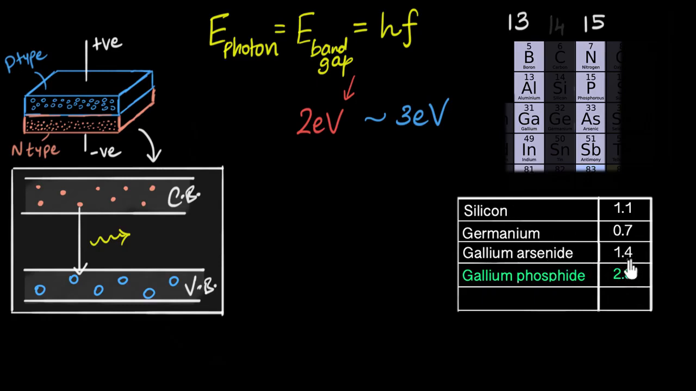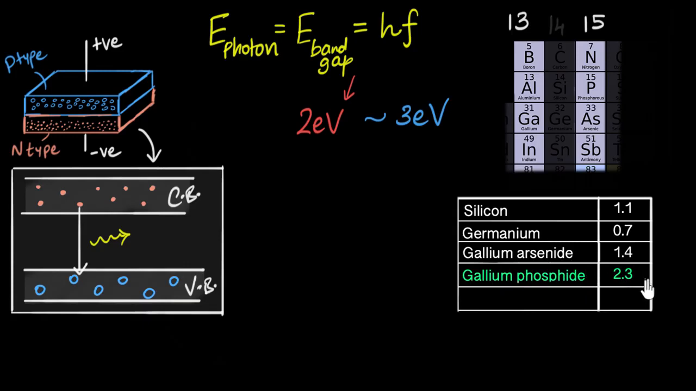So gallium arsenide is 1.4 and it's still not quite there, but this is useful for infrared. We're now in the infrared region. And gallium phosphide, now it's in the visible region. 2.3 turns out to be somewhere around green. And of course, you don't have to remember any of this, but you get what I'm talking about, right? Why you have to use different materials now.